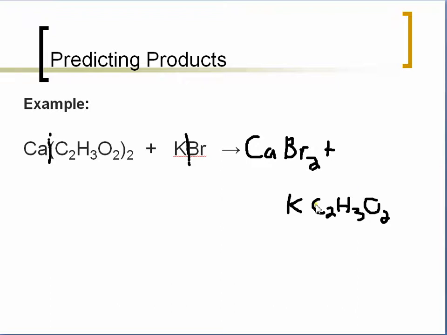Since each one is already balanced, I can now balance the entire equation. I have two acetates here, and I have one acetate here, so that means I should put a 2 there to balance out the acetates. I now have two potassiums, but I only have one potassium on the left, so I'm going to put a 2 there, and that gives me two bromines, and I have two bromines, so now that is a balanced chemical equation.